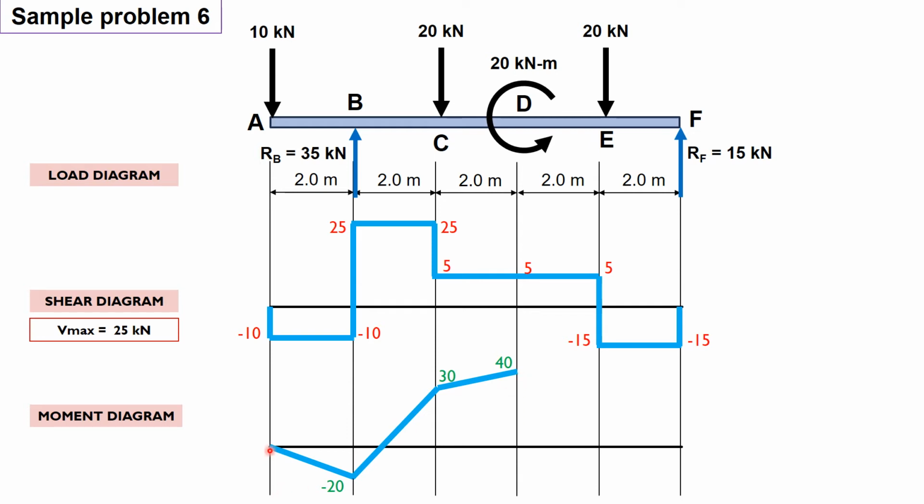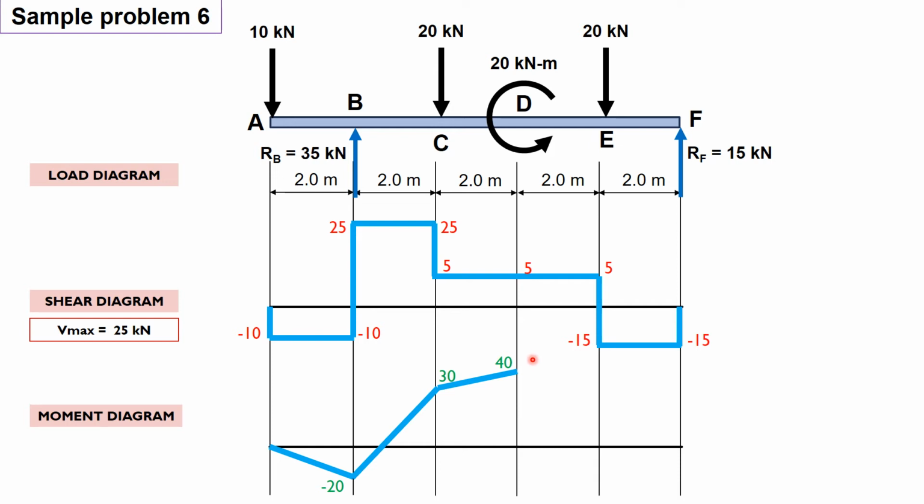So again, from 0, then going to B, you have minus this area, so you have negative 20, plus this area, you have positive 30, plus this area, positive 40. So be careful with the degree of the lines. Pagdating mo sa D, nandito yung couple na 20, which is counterclockwise. So you will subtract it from 40, and that will be 40 minus 20, you will have positive 20.